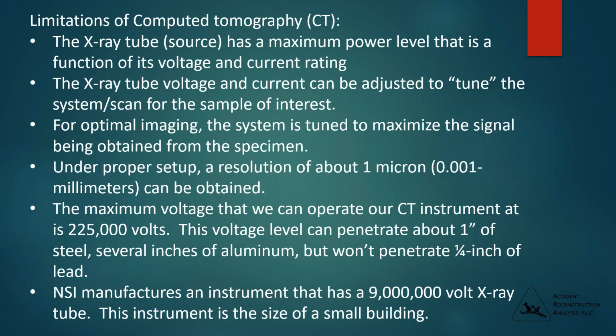The maximum voltage that we can operate our CT instrument at is 225,000 volts. This voltage level can penetrate about 1 inch of steel, several inches of aluminum, but won't penetrate a 1/4 inch of lead. The manufacturer of our instrument actually makes instruments that have tubes that are rated up to 9 million volts. So bear in mind that this instrument having that amount of power is the size of a small building.